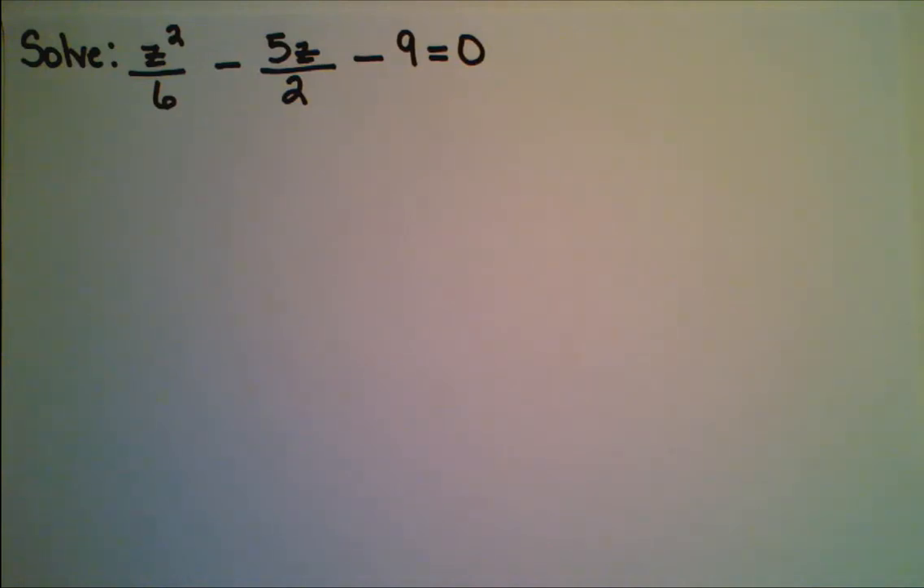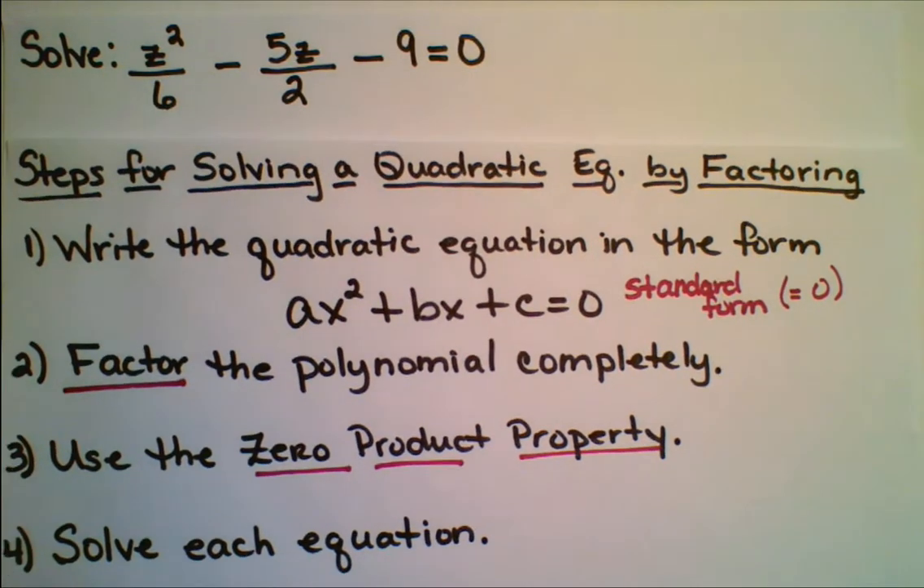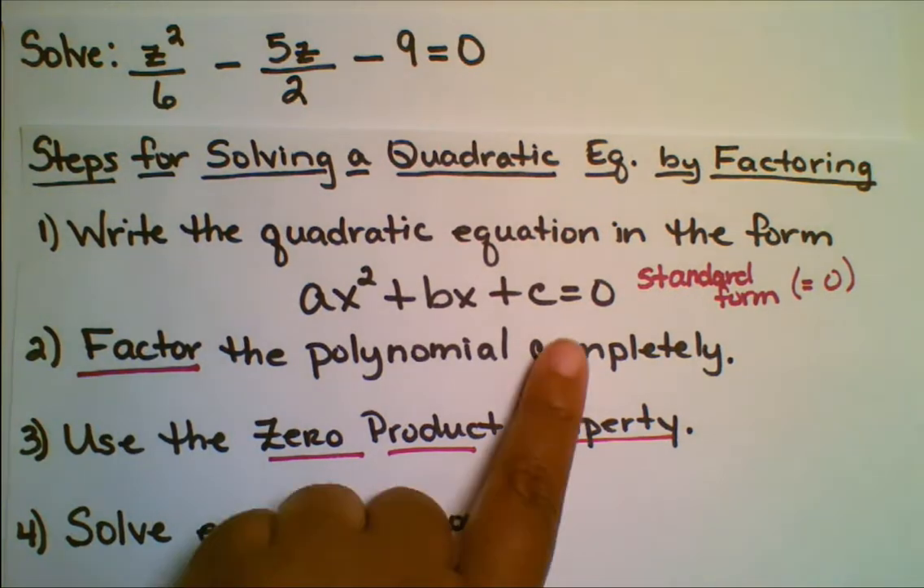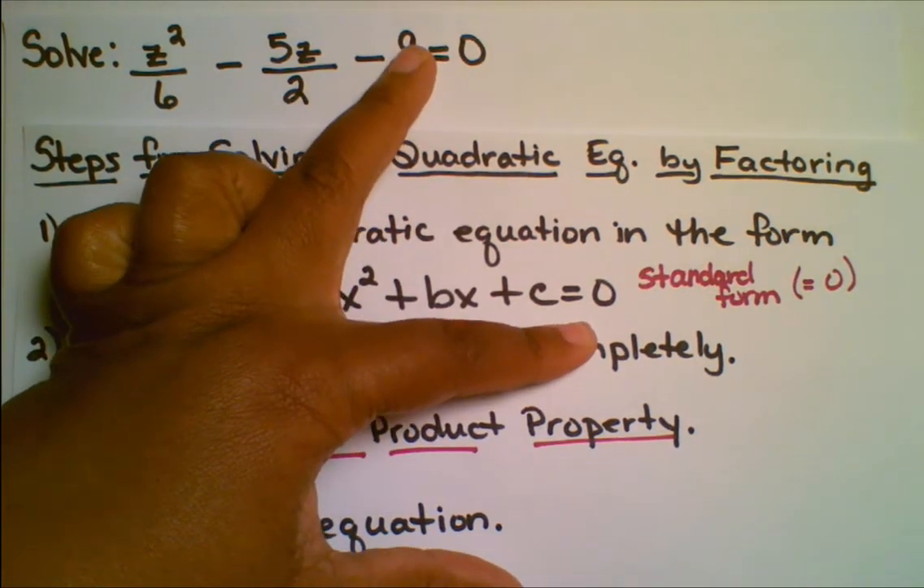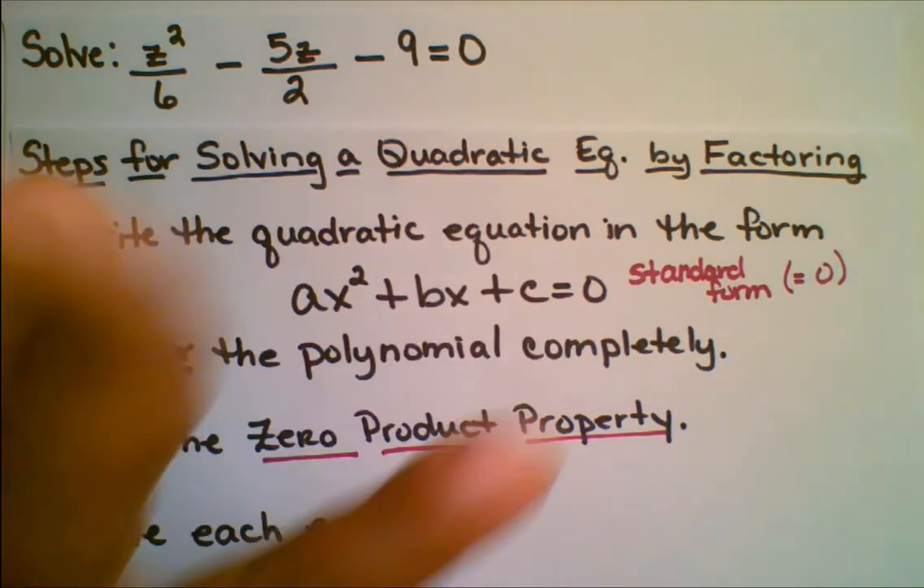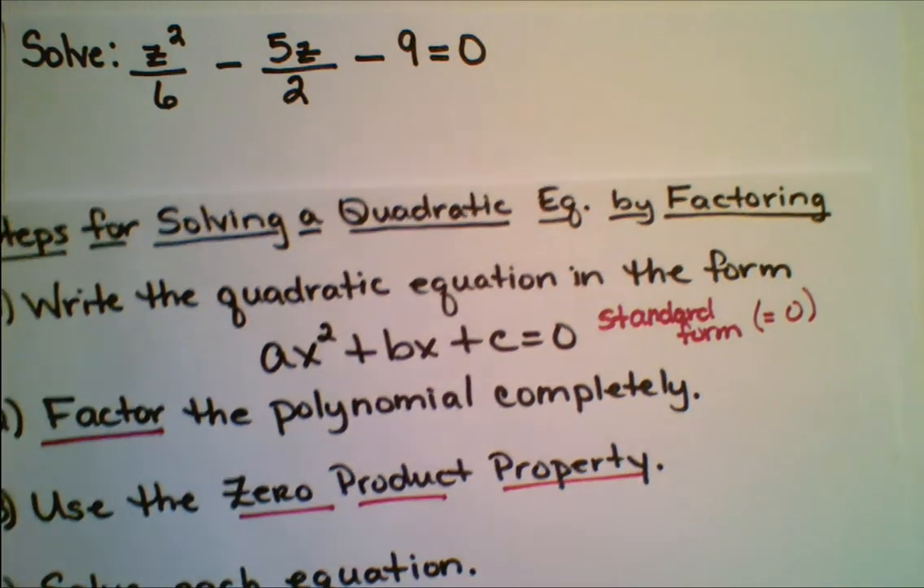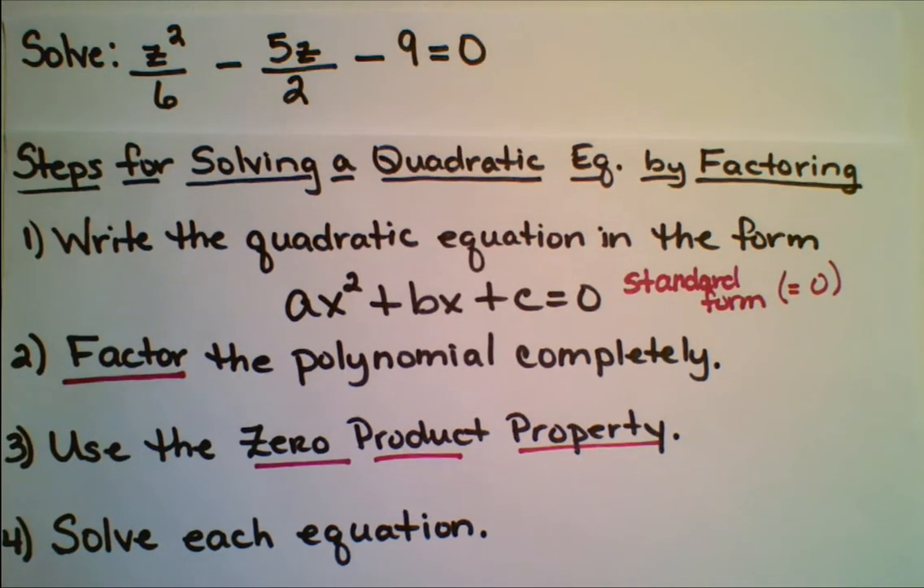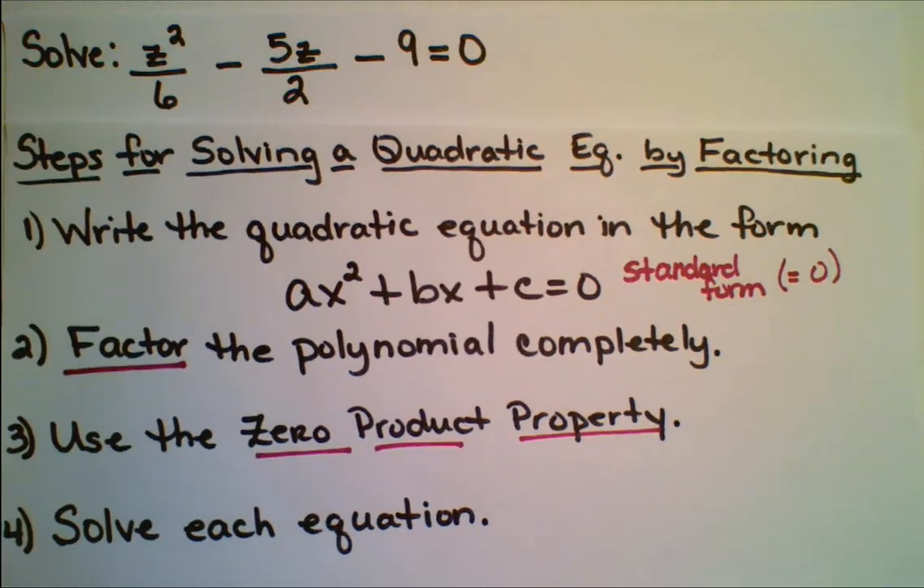Solve z squared over 6 minus 5z over 2 minus 9 equals 0. All right, in this example, we have what we want, meaning that the equation is equal to 0. That's what we want. So we don't have to shift anything over to write this equation in standard form.